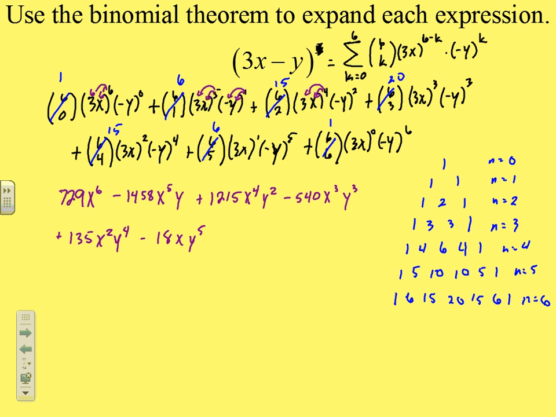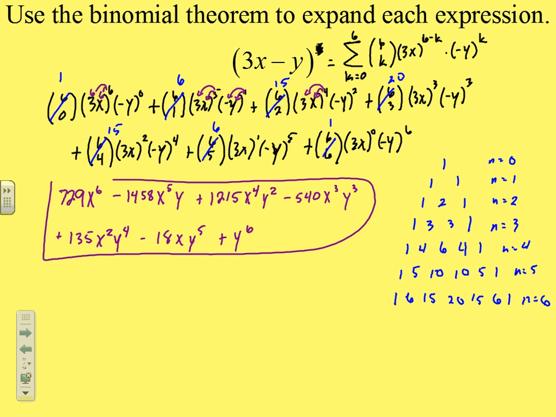And then we finally have, anything to the 0 power is 1, so this is really going to just say plus y to the 6th power. So this whole thing is what 3x minus y to the 6th power expanded out would be.